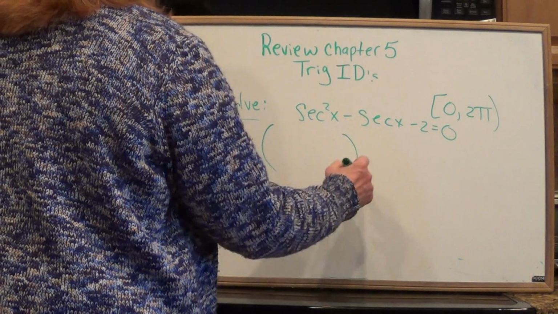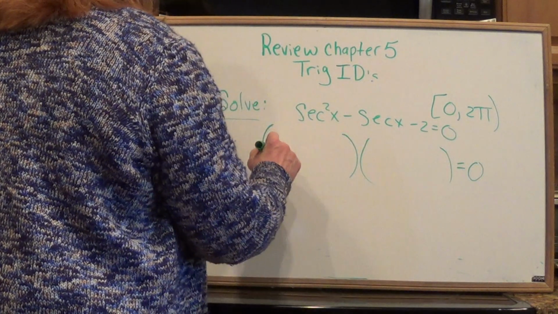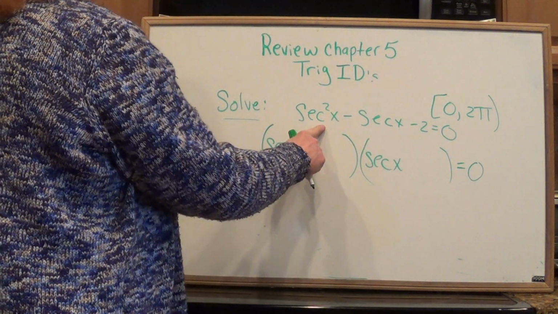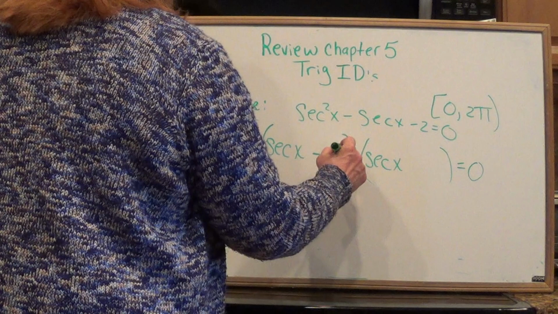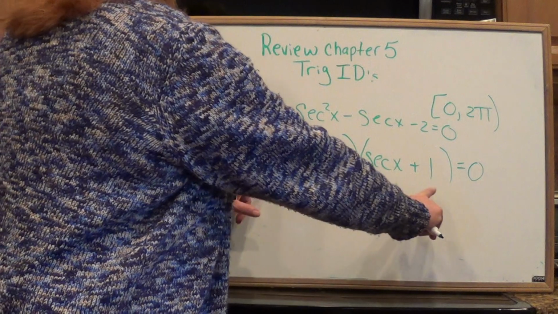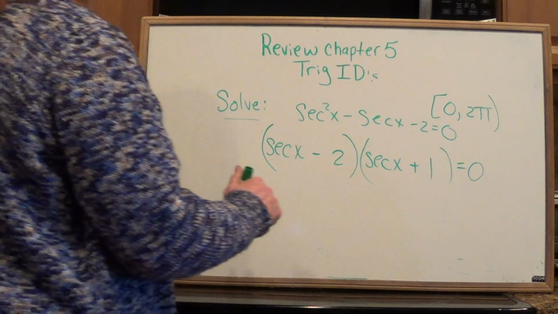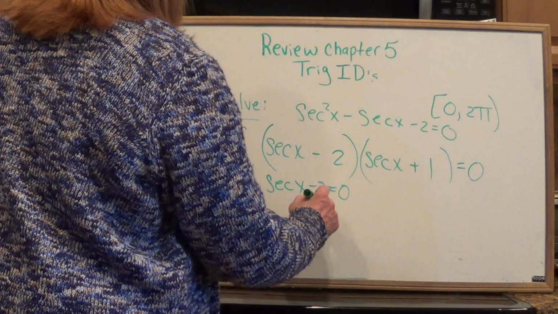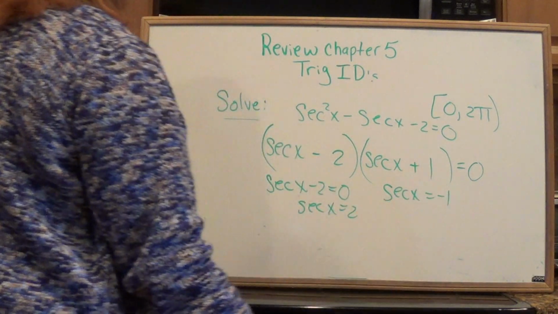You'll notice you can't remove a secant from all the terms because there isn't one there. So we have to factor it in the FOIL way, where the first times the first will give us this first. Then we have to think of a number that multiplies to give me -2, yet adds to give me -1. -2 plus 1 does give me the -1 secant. And now I set each of those equal to 0. Secant x equals 2 on the left, secant x equals -1 on the right.